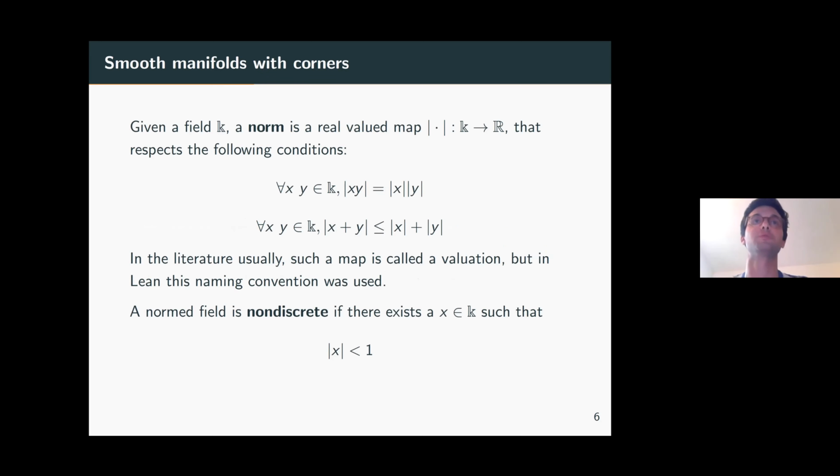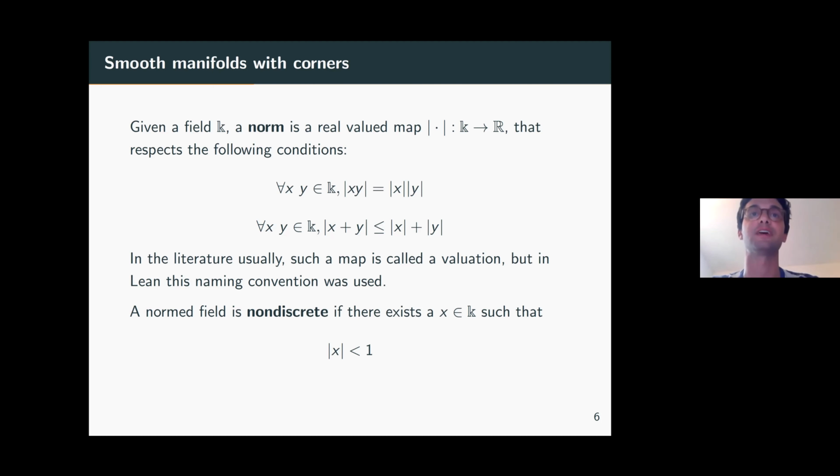So just to quickly remind what a non-discrete normed field is. A field is a normed field if it has a real valued map that satisfies a couple of conditions: a triangle inequality for the addition, and the norm of a product is equal to the product of the norms. Just a quick remark, I usually call this map a valuation, and I call a norm the same thing, but with an inequality in the product. But apparently this convention is used in analysis, and this convention was used in Lean.